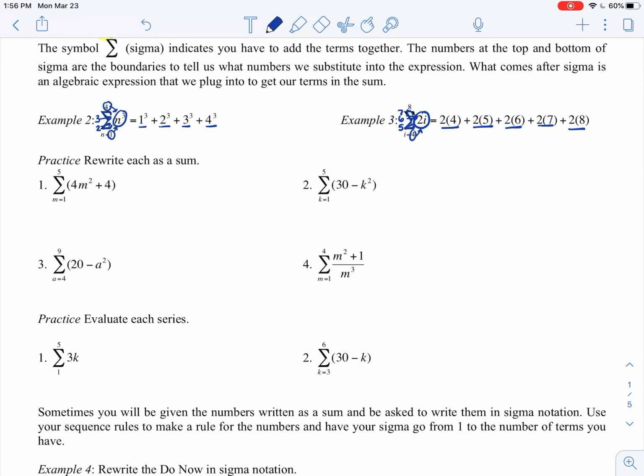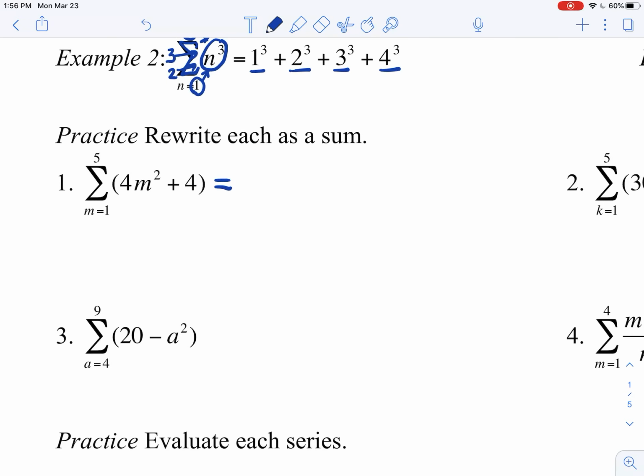Okay, so that's what we're going to do right now. We're going to just do a little bit of practice representing each as a sum. Honestly, you don't even have to evaluate them right now. We're just doing practice.